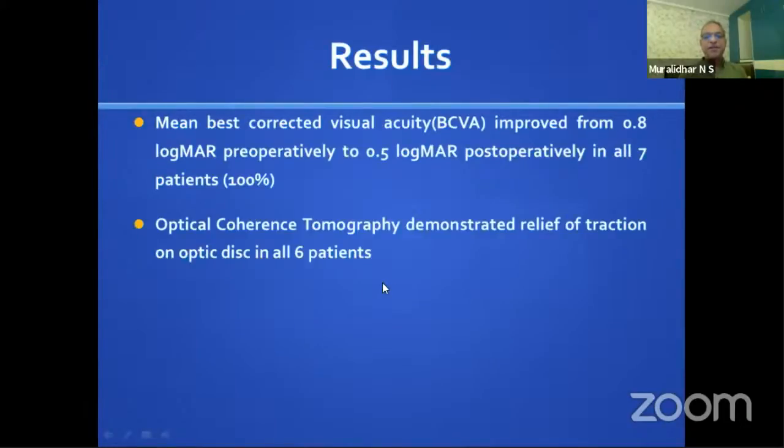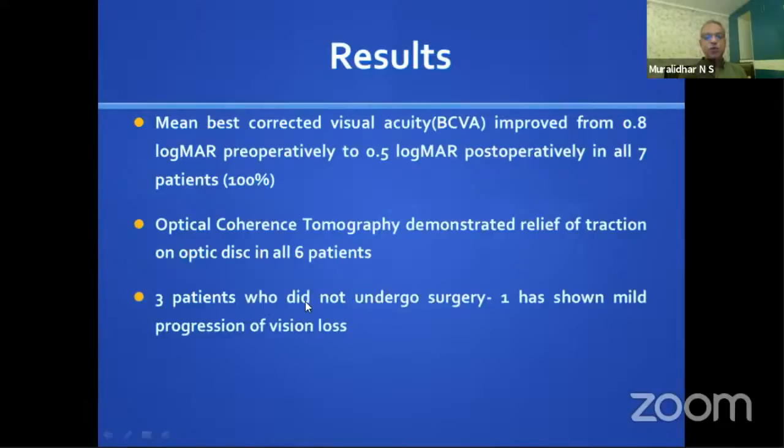OCT demonstrated relief of traction, and 3 patients did not undergo surgery for personal reasons. They were not willing for surgery. One has shown mild progressive vision loss, and the vision did not improve spontaneously.